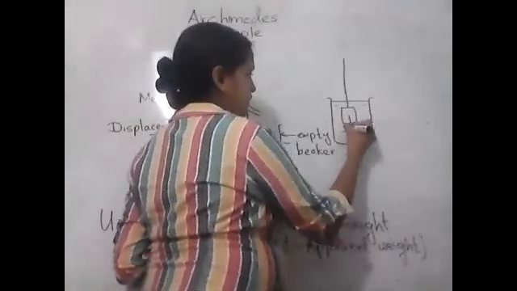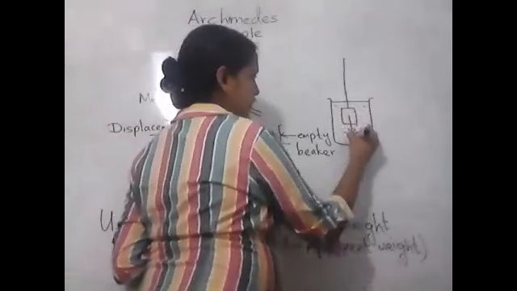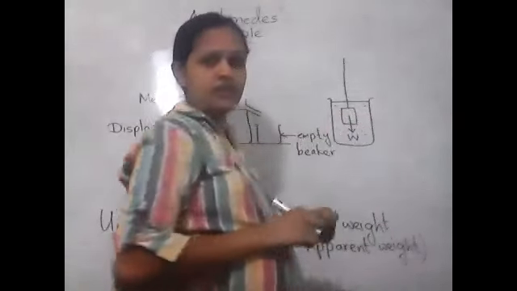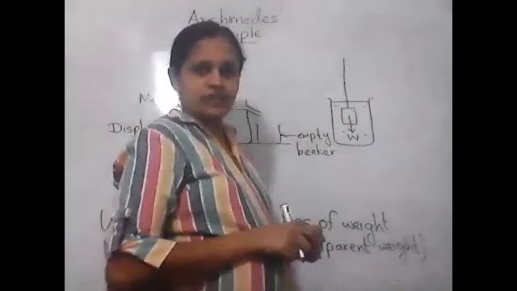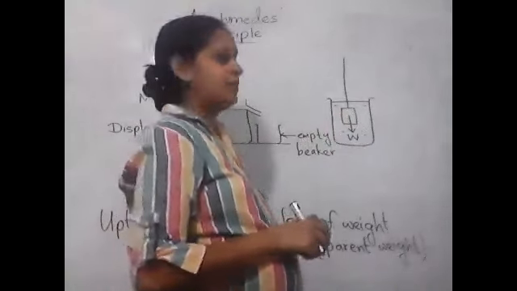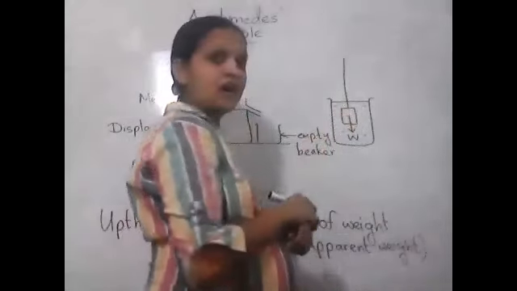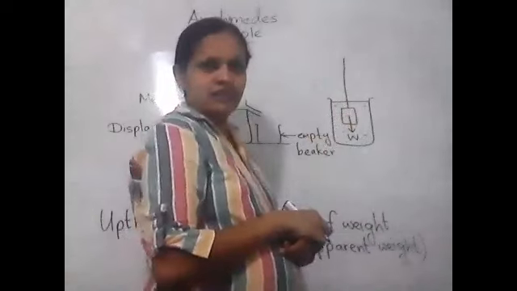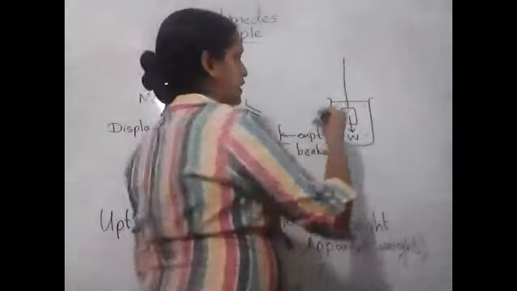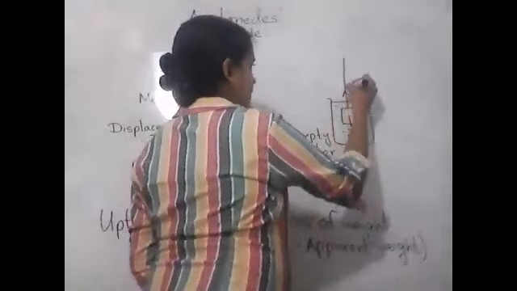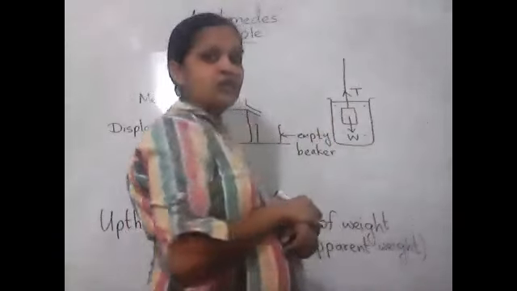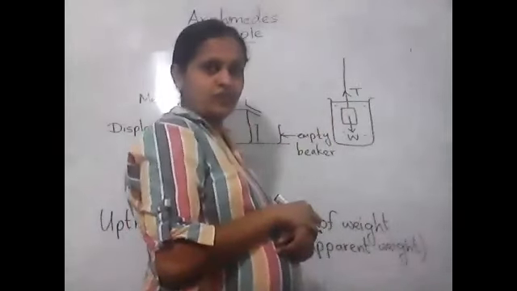The weight of the object will be acting downwards. I will put W for the weight. Weight of the object will be acting downwards. And as this is hung using a thread, a tension force is acting upwards. I will put T for the tension force.